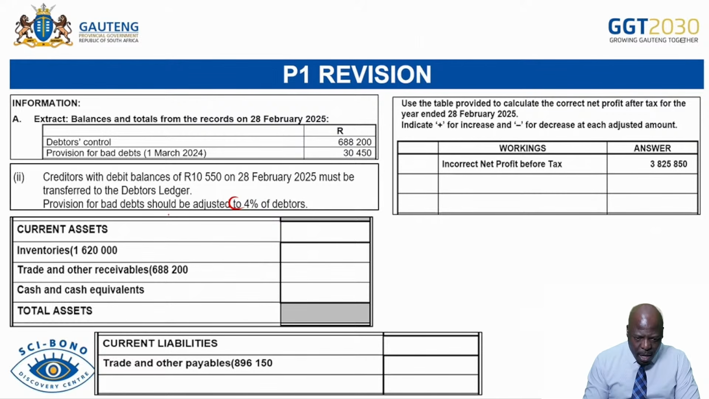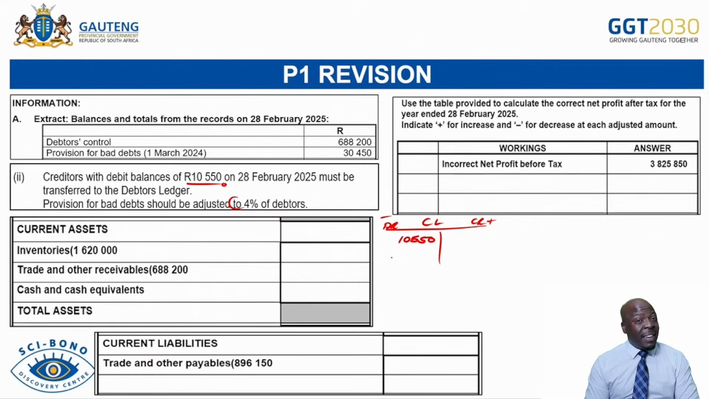Let's see. But we are told here that we have creditors. So that means I'm coming here. This is my creditors ledger, liability. So on the credit side, it's a plus. On the debit side, it's a minus. Creditors with a debit balance of 10,550. So it's going to be 10,550.